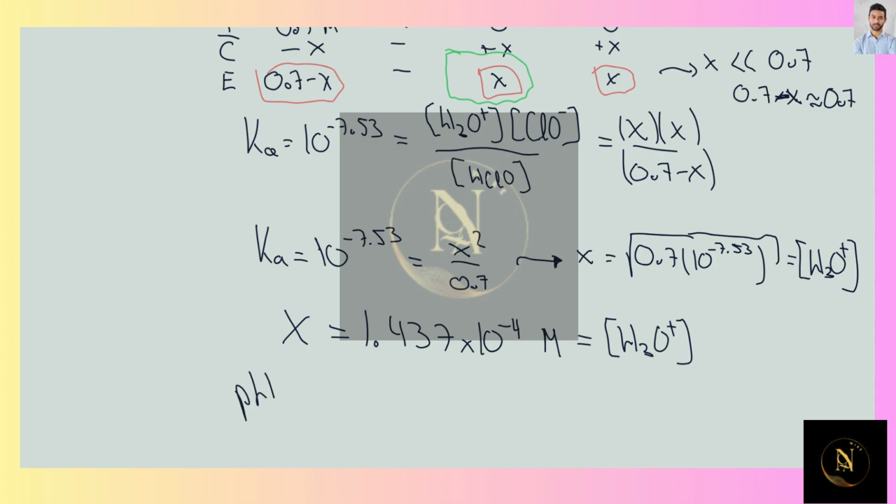So the pH is equal to minus the logarithm of the concentration of H3O+ that we're going to have in solution, the hydrogen ion, and the result is equal to 3.84. So this would be the pH for our solution. Let me put it in red to emphasize that this is our result.